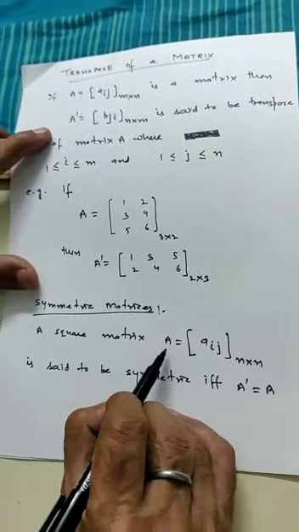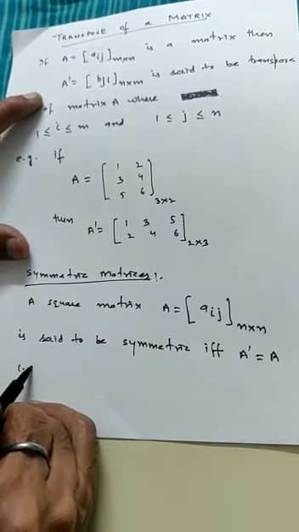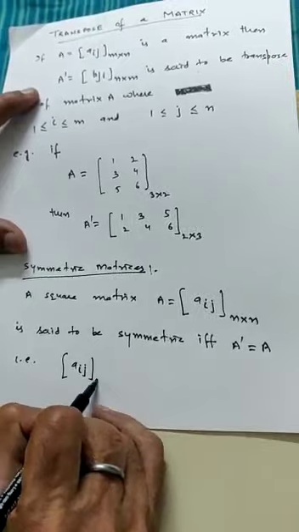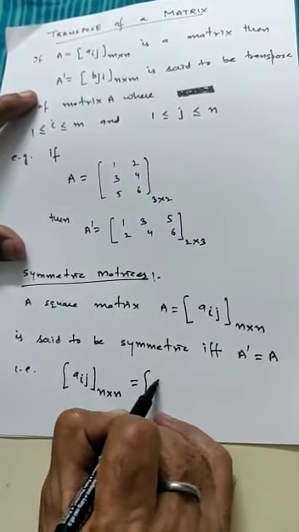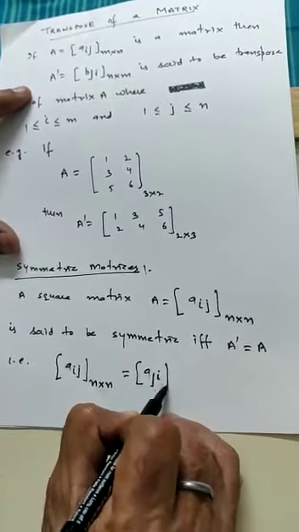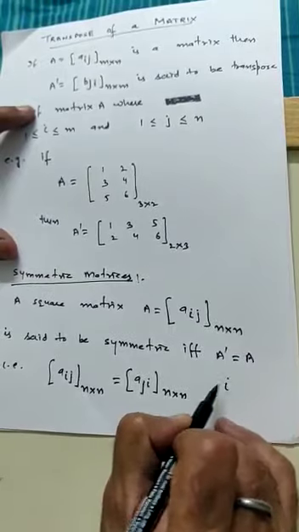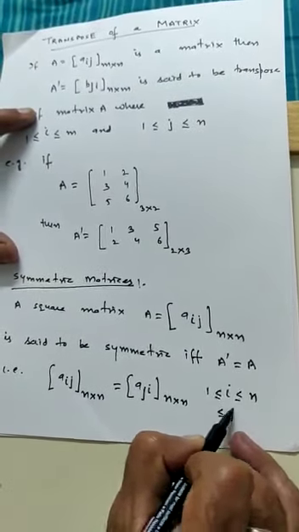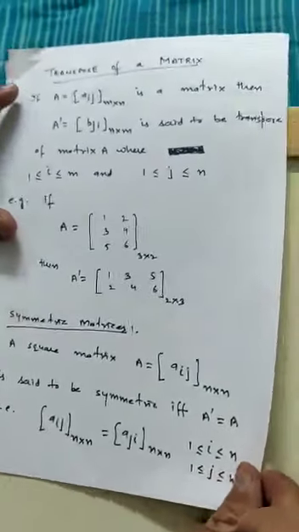If the transpose of a matrix is the same as the matrix, so that [aij] n cross n = [aji] n cross n, where 1 ≤ i ≤ n and 1 ≤ j ≤ n. This is the symmetric matrix.